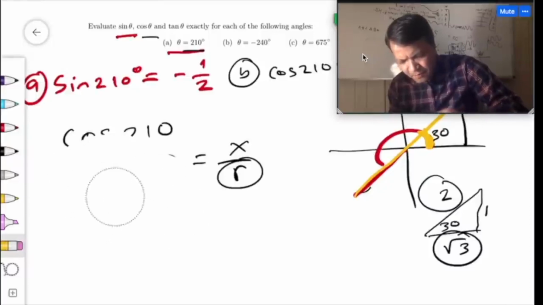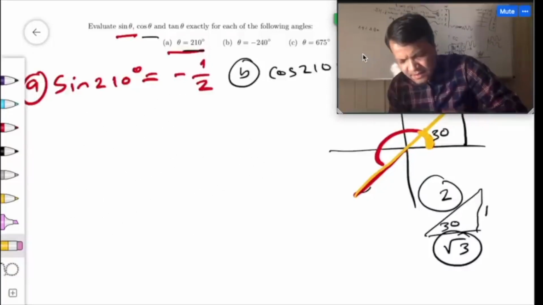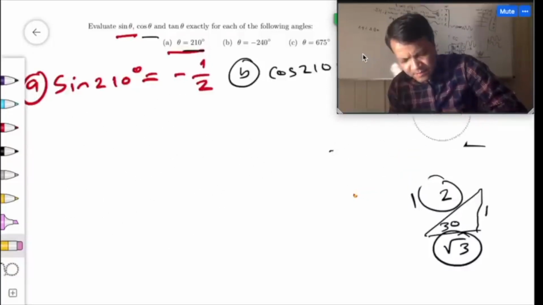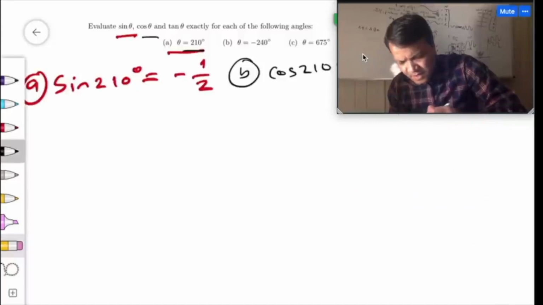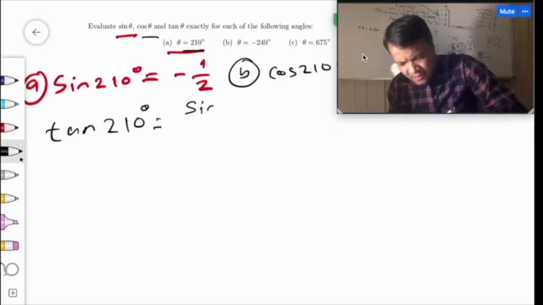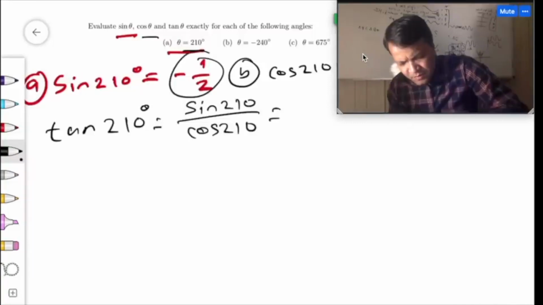Okay, now we're going to find tangent. So tangent 210 degrees is equal to sine 210 over cosine 210, which is negative 1/2 over negative square root of 3 over 2.